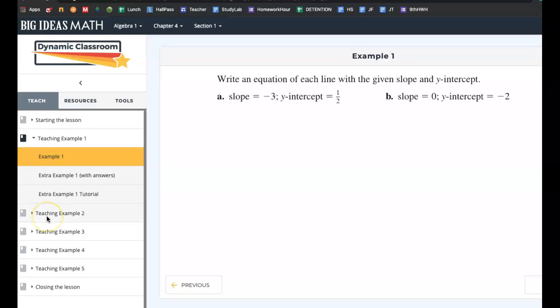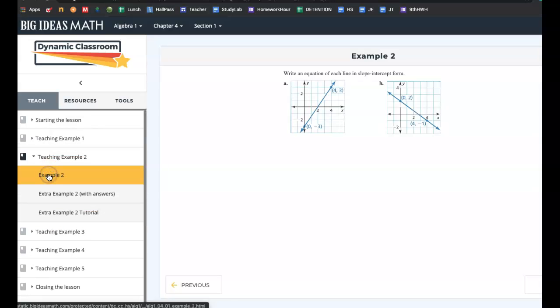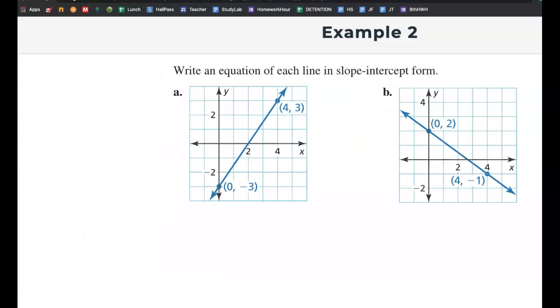Example 2. This time you're given a graph and you still have to write it in slope-intercept form. We're still writing it in slope-intercept form, so y equals mx plus b, but you have to count or find the slope and the y-intercept.